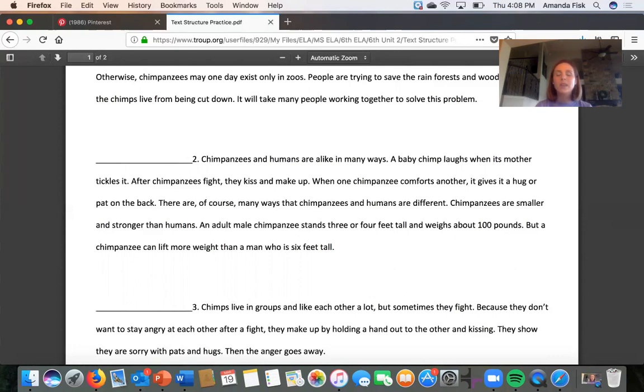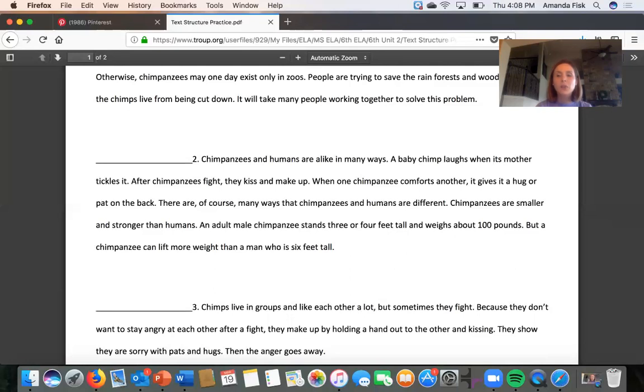I want you to stop and think for just a minute. Which type of text structure tells me how something is the same and different? But that doesn't mean I don't want to finish reading, so I'm going to do that. Just think about that as I read. Chimpanzees are smaller and stronger than humans. An adult male chimpanzee stands 3 or 4 feet tall and it weighs about 100 pounds. But a chimpanzee can lift more weight than a man who is 6 feet tall. So think about it. Is this a problem and a solution? Are they comparing and contrasting two things?